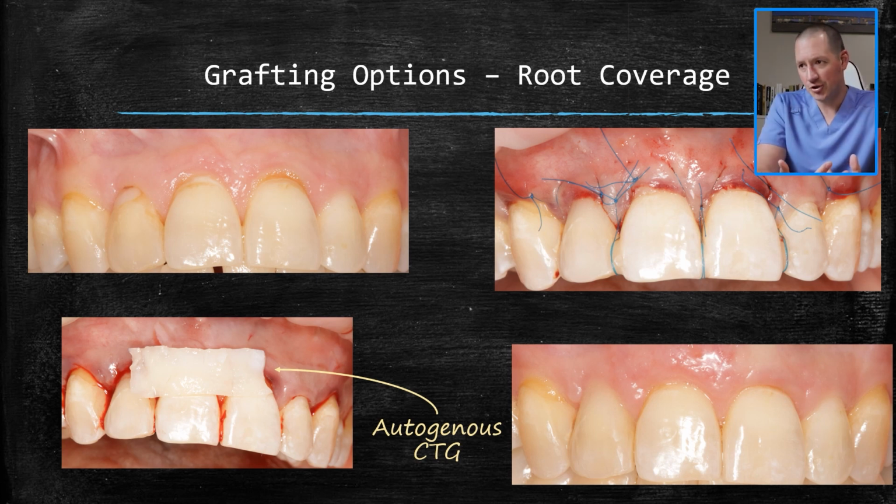So for recession, those are 2 case examples of just how we would cover the root surface and address a chief complaint of poor aesthetics and just wanting to be able to cover the root surface and have more of a natural appearance and a natural smile.